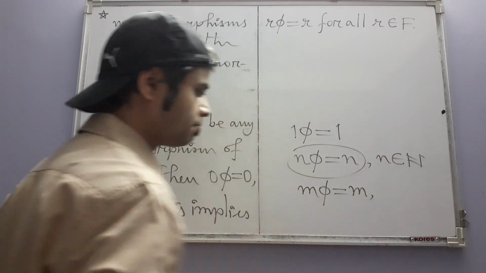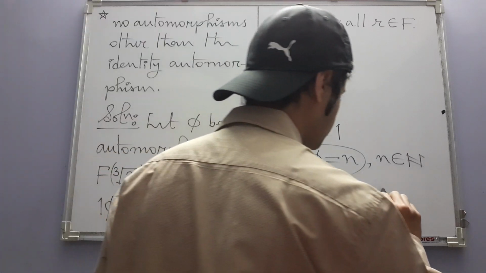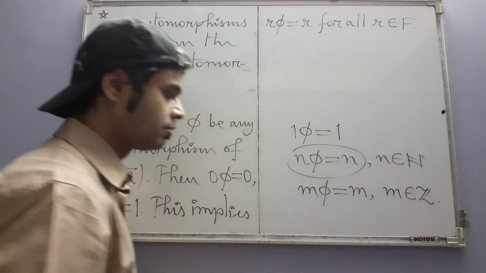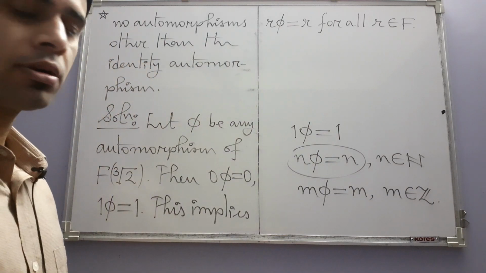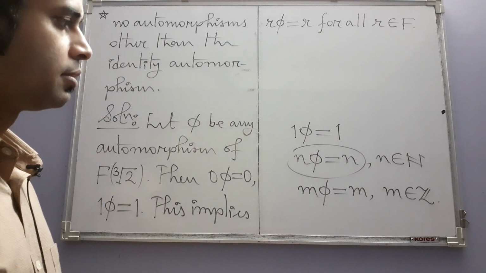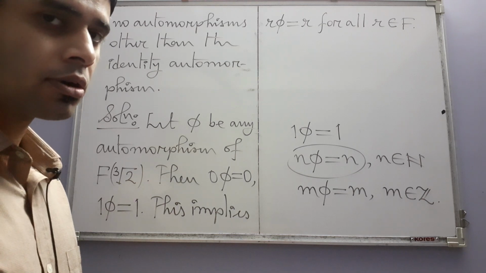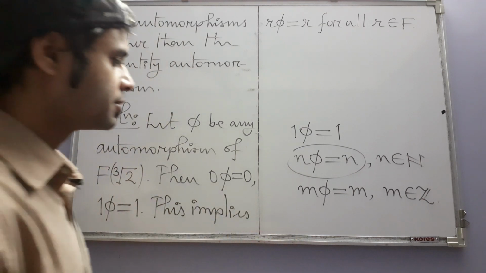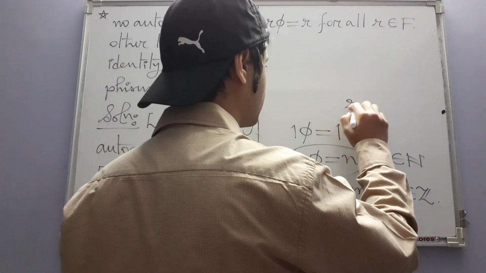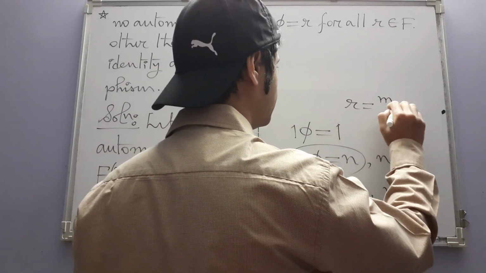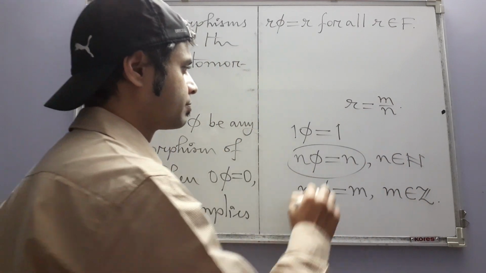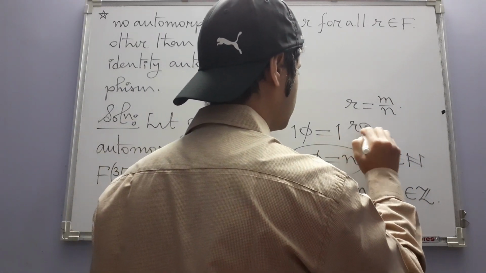You can also prove this, that phi actually fixes all integers. But if phi fixes all integers, then since phi is a field automorphism, every rational number is a quotient of two integers, where the denominator of course is non-zero.